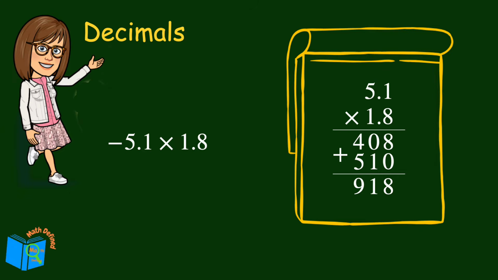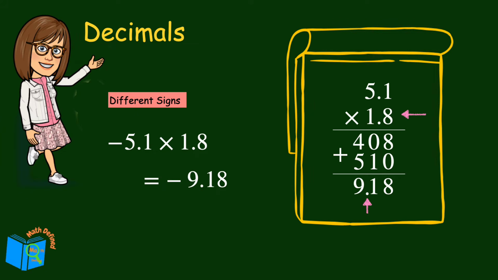Then we need to place the decimal point back into the final product by counting the number of decimal digits the two factors 5.1 and 1.8 have. So since the two factors have a combined total of two decimal digits, the product must also have two decimal digits. And since the decimal numbers have different signs, the product will be negative, so negative 5.1 times positive 1.8 is negative 9.18.